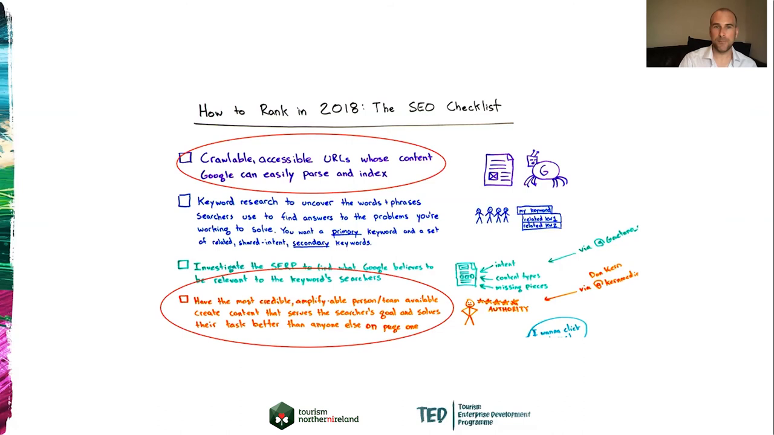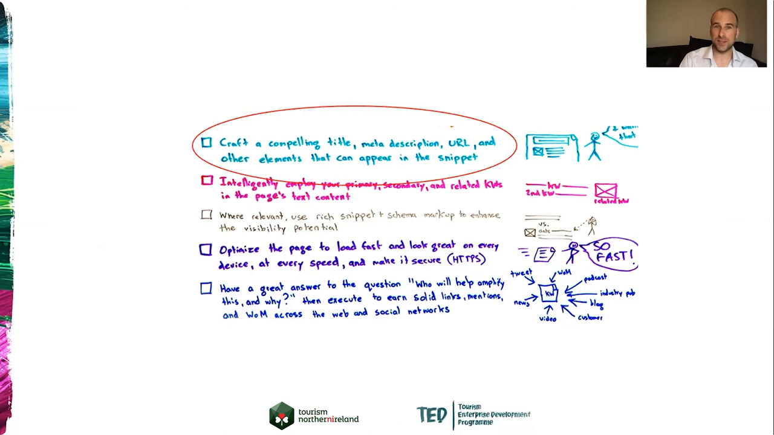Crafting a compelling title, meta description, URL, and other elements that can appear in the snippet as well, and also focusing on your metadata, your meta information, which includes your meta title and your meta description. I'm going to show you an example of that later on. And that's an area for you to really check. In my experience of companies that have performed poorly in social and in search engine optimization, a lot of it has come from having poor meta information on the website.